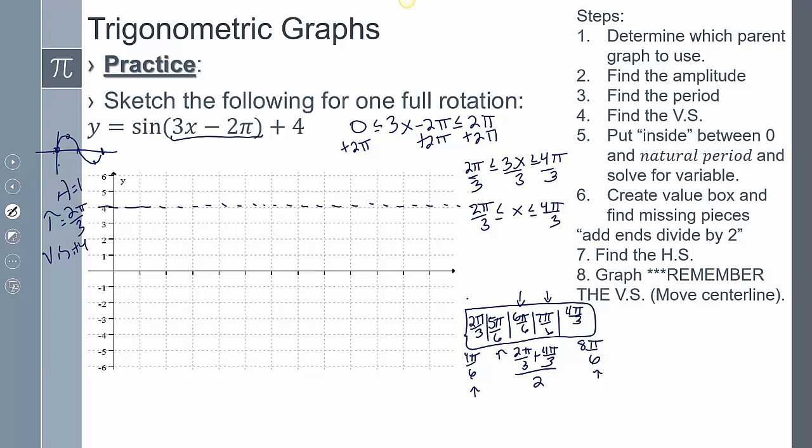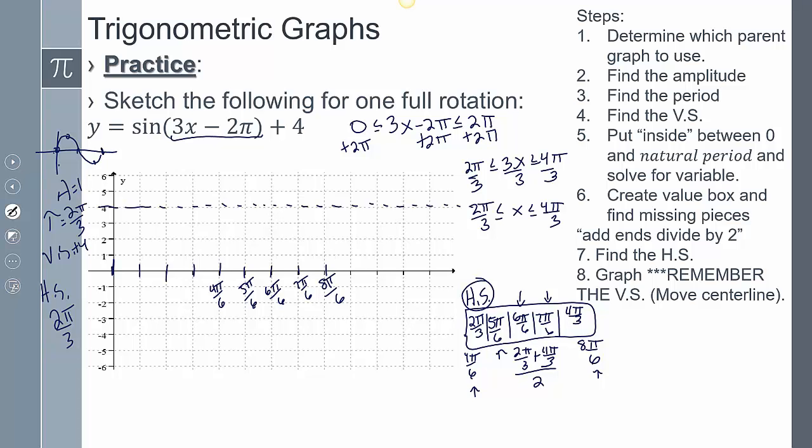I can also now say that this right here, this is my horizontal shift, that first value in the box. And so my horizontal shift could be negative c over b, or it's just that 2 pi thirds right there. So now scaling this, I know that this is going to be 0, 1, 2, 3, 4 pi 6, 5 pi 6, 6 pi 6, 7 pi 6, and 8 pi 6.